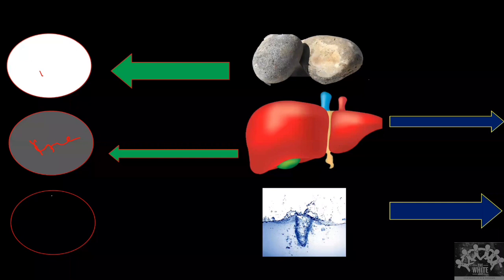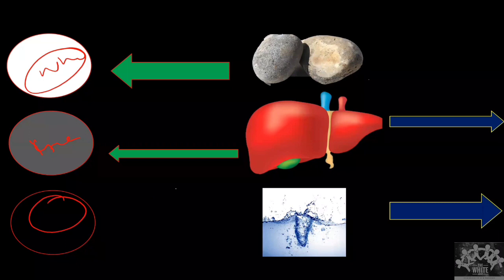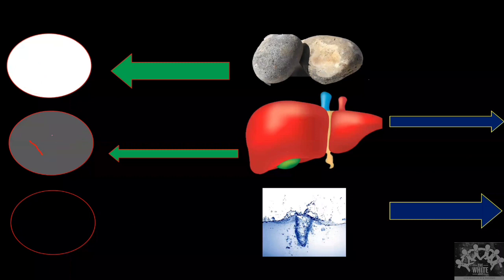Now when something is not reflecting any sound, we call it anechoic. Okay, water is anechoic. Whereas stone is hyperechoic. Whereas liver is slightly hypoechoic compared to that of the stone, but more echoic than water. Okay, now the doubt comes, what will happen when there is air?